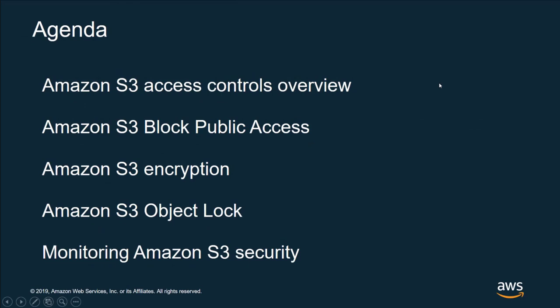In the agenda, we're going to cover S3 access control overview. There are multiple mechanisms for enabling access control to S3 resources. I'm going to be covering Amazon S3 block public access, which was a new feature we introduced at re:Invent last year that enables you to prevent public access on your S3 buckets. Then I'm going to talk about S3 encryption, so different methods for encrypting your data in S3.